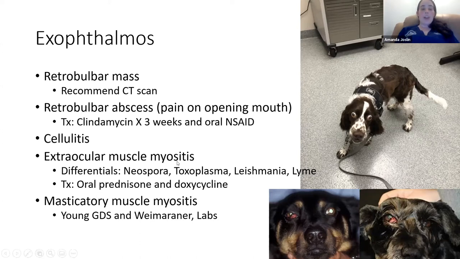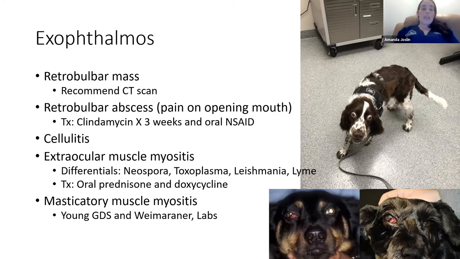And then when we talk about extraocular muscle myositis, this is a picture of it right here. We're usually seeing a young, typically medium or large breed dog that just has an acute onset of bilateral eyes that look like they're popping out of their head. They're so swollen. Technically, differential diagnoses should include Neospora, Toxoplasma, Leishmania, and Lyme. Although that's not necessarily always needed to be tested for, if everything fits, signalment, younger dog, an oral immunosuppressive dose of steroids and doxycycline is going to help them resolve.